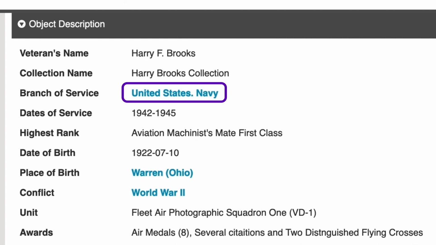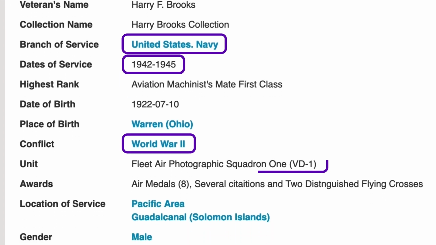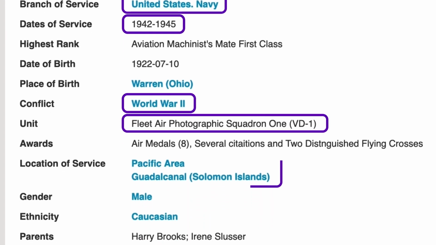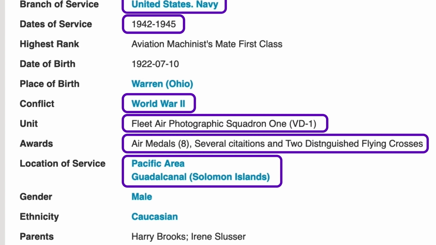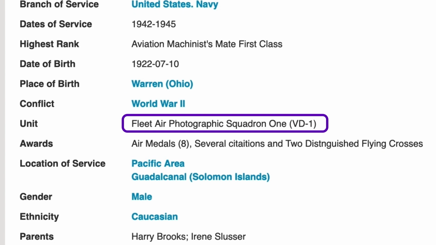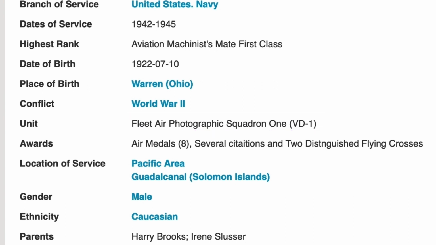He served in the U.S. Navy from 1942 to 1945 and was involved in World War II, as we suspected. Here is his unit, the locations he served while he was in the Navy, and awards he received. Since you may not have read the Harold Fawcett biography, just know that this unit, Fleet Air Photographic Squadron 1, is the common thread between Brooks and Harold Fawcett. Watching this interview with Brooks may tell us more about the unit that Fawcett served in.